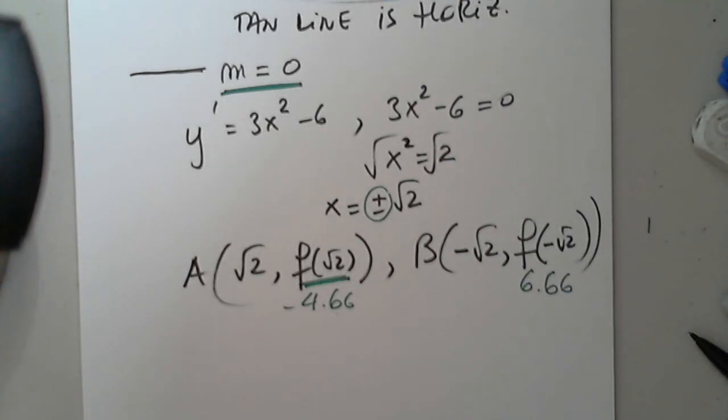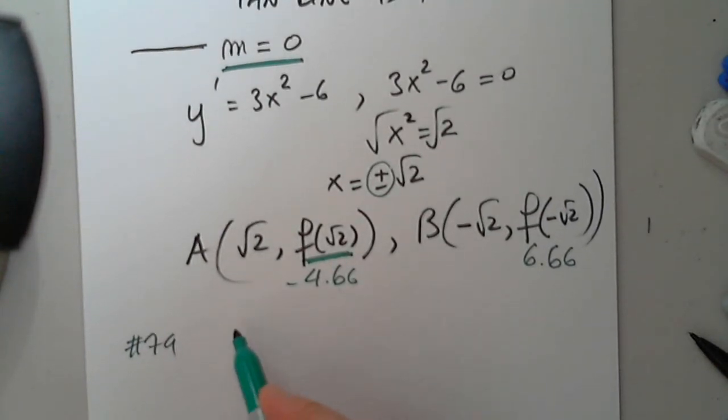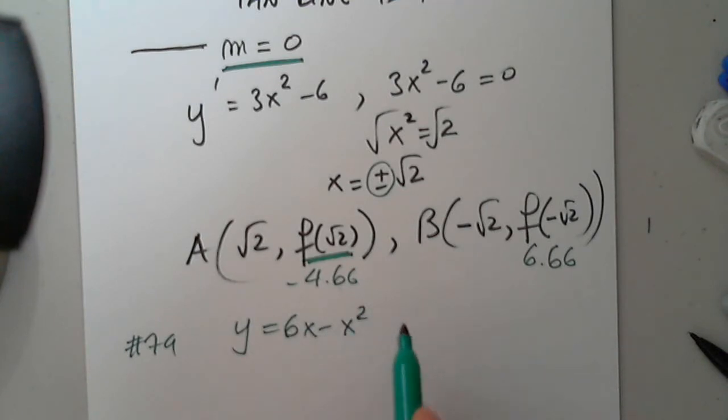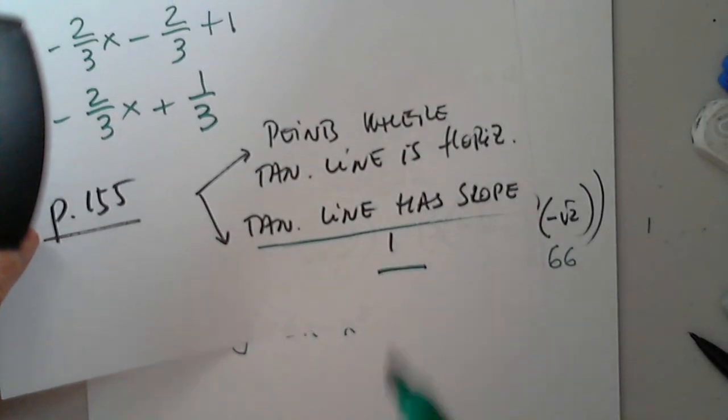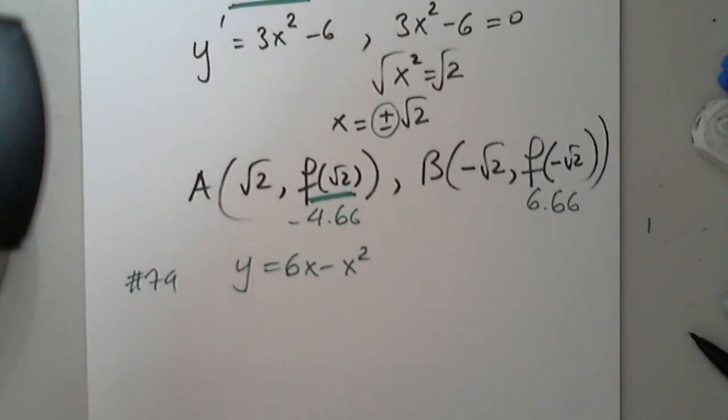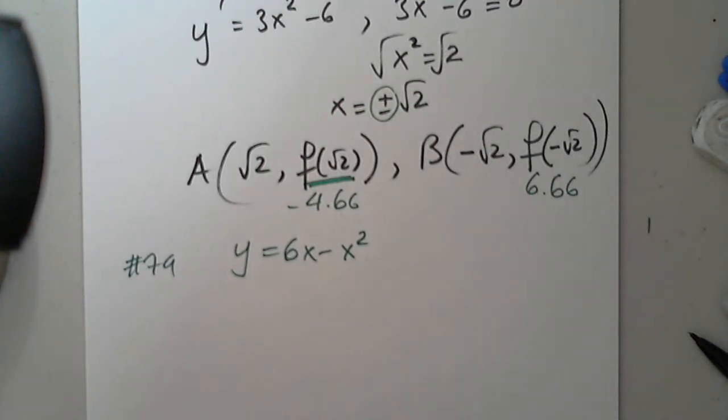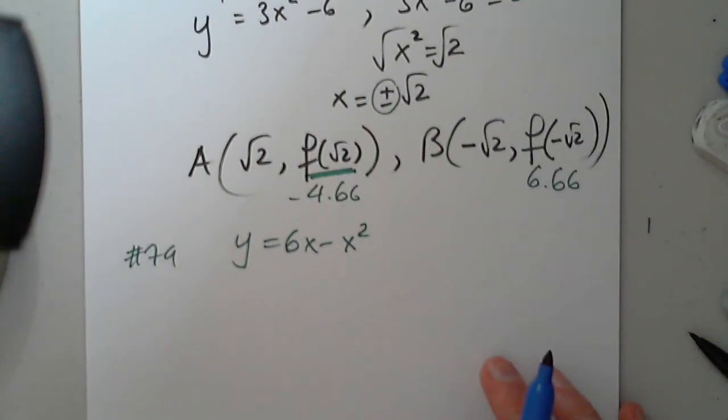So you also said to look at one with, okay, so let's say 79. It's exactly the same. Y equals 6x minus x squared. But this time, they're telling us that the tangent line has slope 1. Let's talk about this for a moment. How will we address this issue? Would we do the same thing as the horizontal one, but instead of having 0, we'd have 1? Exactly.